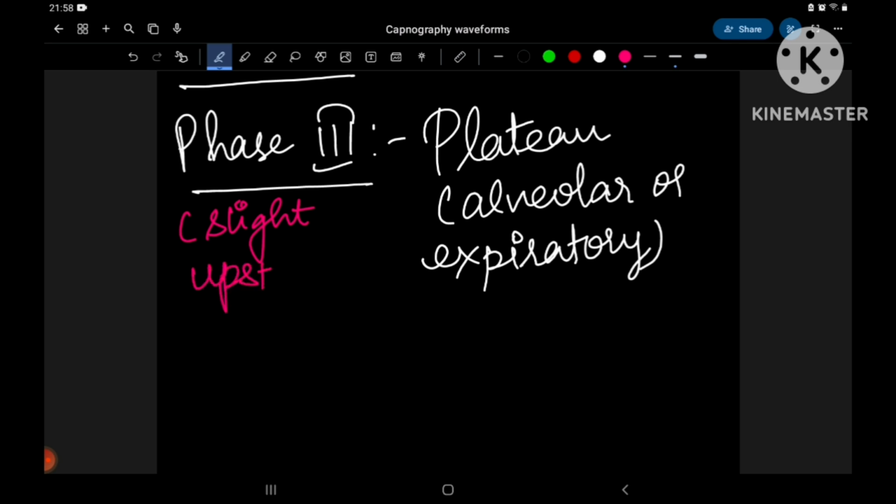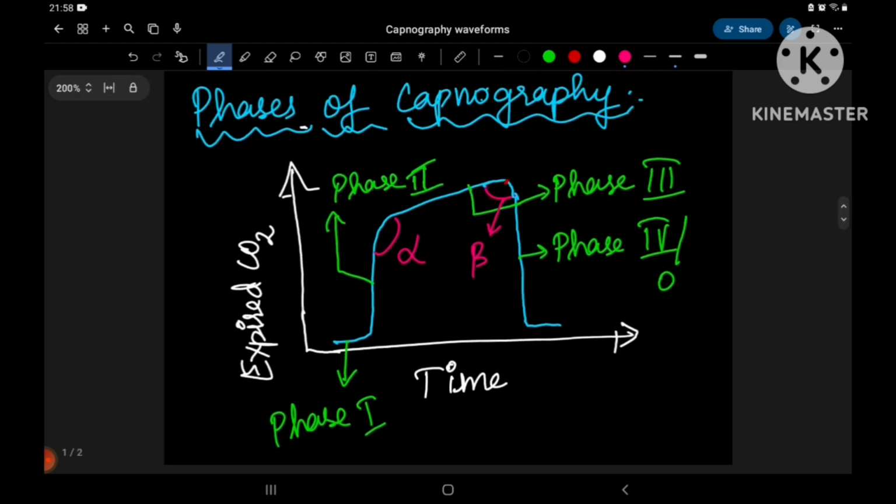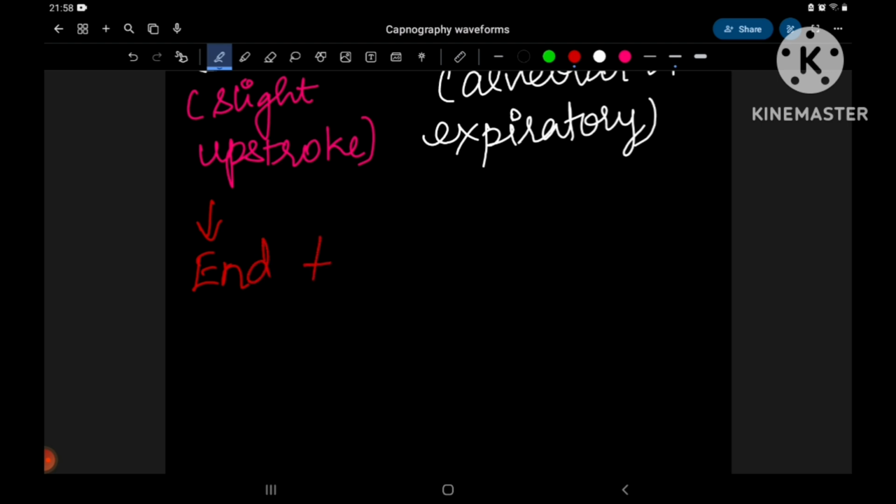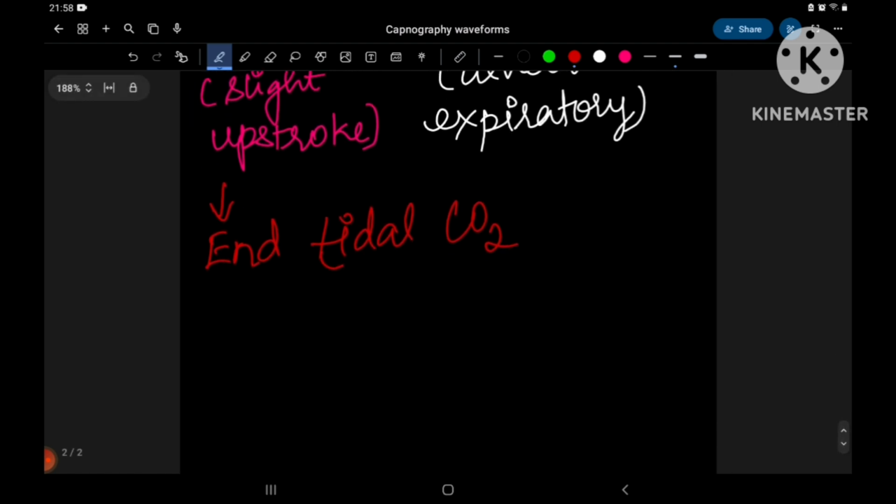Why am I mentioning this upstroke? I said in the starting, please note this highest point, because this upstroke has produced a highest point, that is called the end tidal carbon dioxide. Let's discuss that a little later.